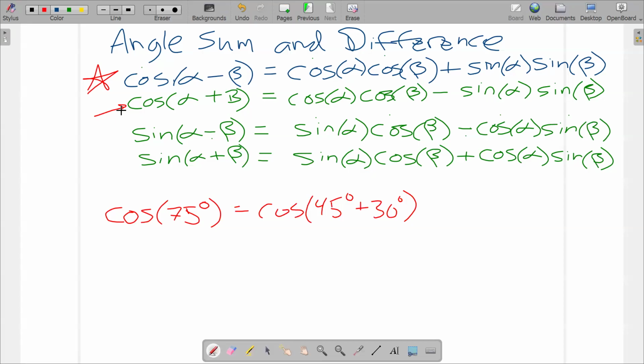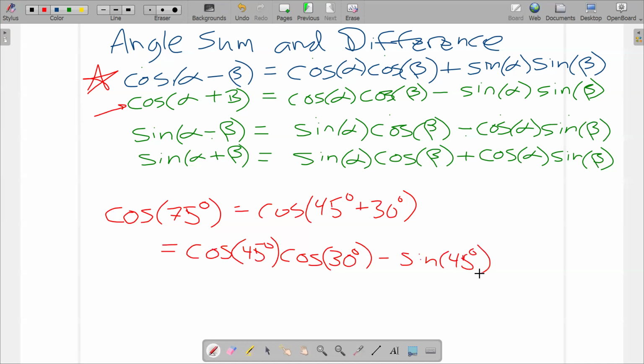So according to my formula, I'm going to get that this is equal to the cosine of 45 degrees times the cosine of 30 degrees, then a minus sine of 45 degrees, sine of 30 degrees. And then I know what each of those are. Cosine of 45 is the square root of 2 over 2. Cosine of 30 is the square root of 3 over 2. Sine of 45 is the square root of 2 over 2. Sine of 30 is 1/2.